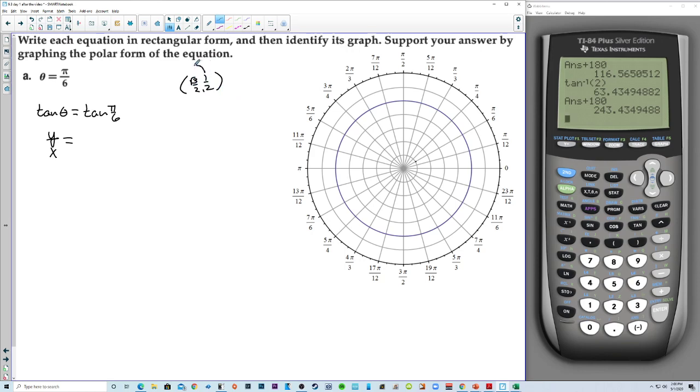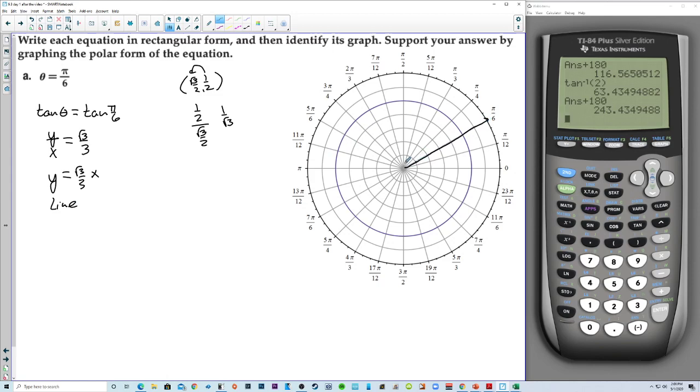Tangent is sine over cosine. That's 1/2 over square root of 3 over 2. That's 1 over square root of 3, so we know that it's square root of 3 over 3 if we rationalize. And then we multiply by x, so y equals square root of 3 over 3 times x. Well, that is a line, a line along the angle pi over 6.